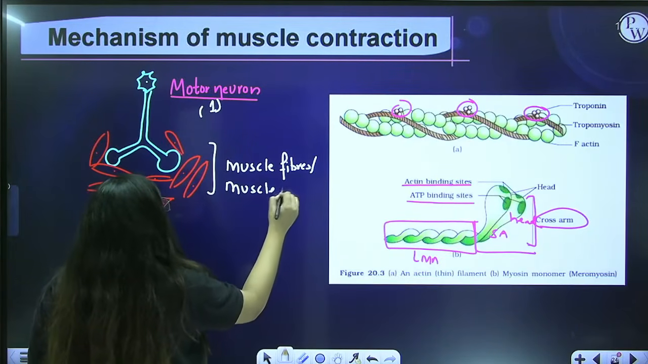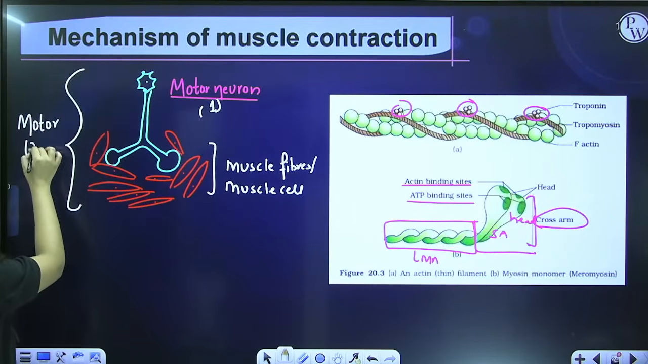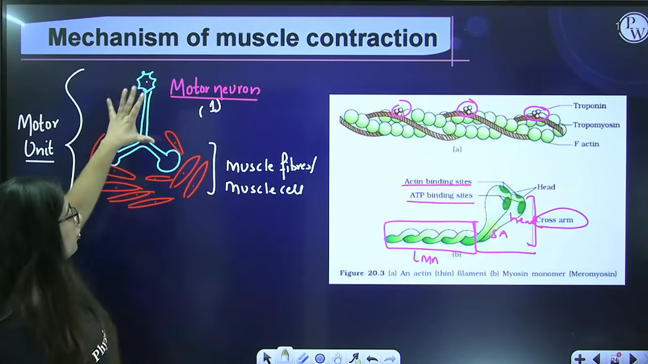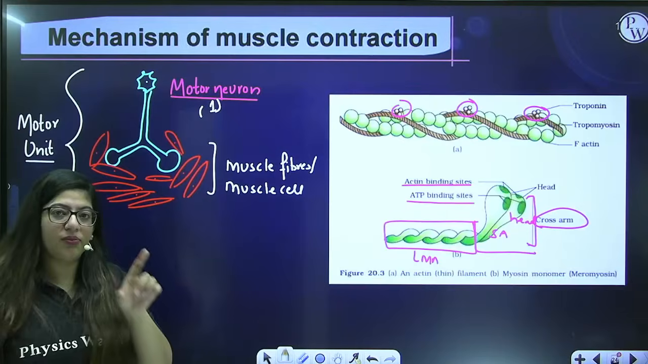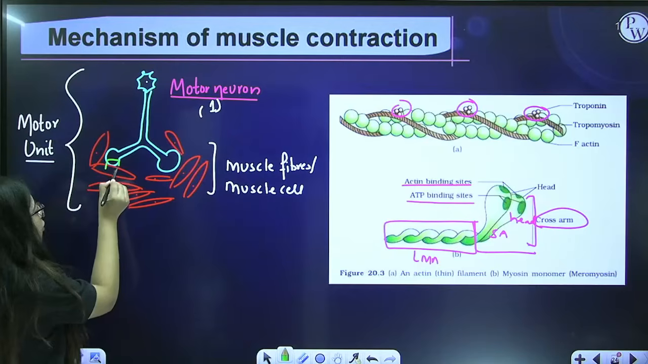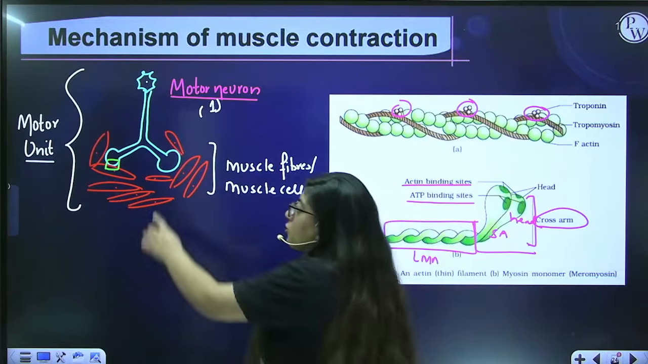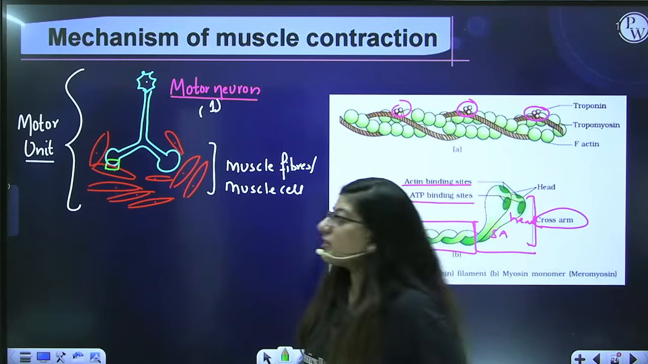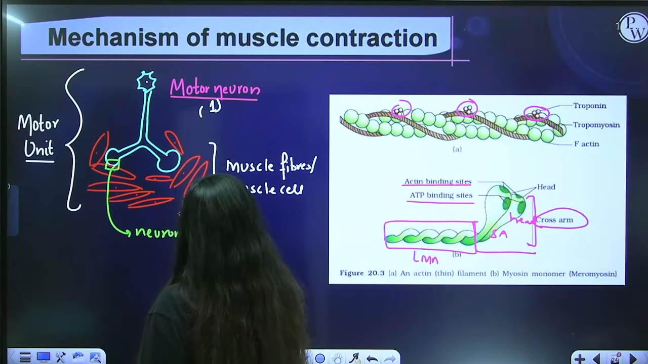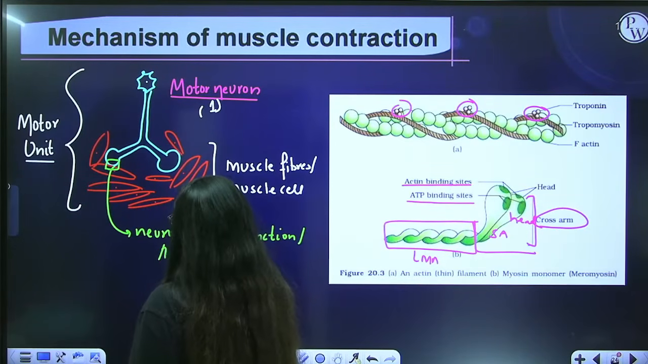So this type of a structure is known as motor unit. What do you call it as? Motor unit. Okay, we'll also study the NCERT of it, don't worry. So one motor neuron innervating a number of muscle fibers is known as a motor unit. Now, if you zoom this out, this portion where a neuron is innervating a muscle cell, you call this as neuromuscular junction. What do you call it as? Neuromuscular junction or motor end plate.